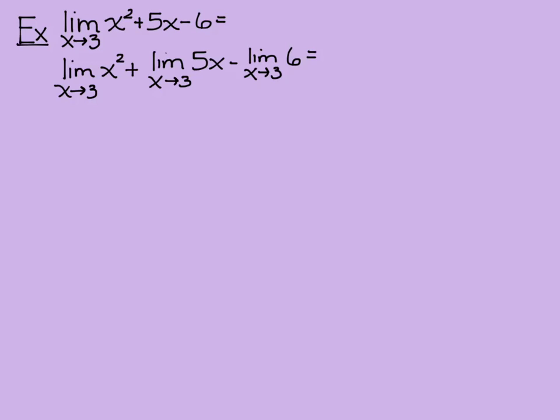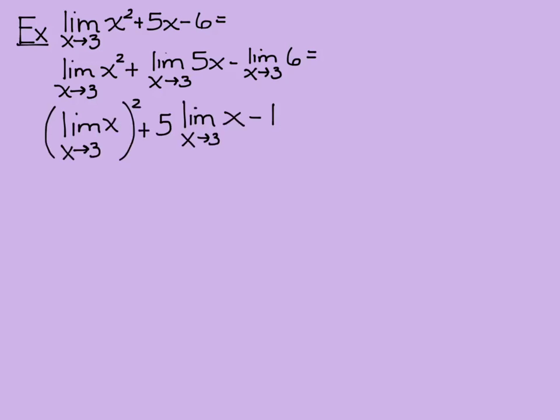Now I'm going to use the exponent law for the first term, the first limit. I'm going to use the constant multiple law for the second limit, and I'm going to leave the third one alone. So I end up with the limit as x goes to 3 of x, quantity squared, plus 5 times the limit as x goes to 3 of x, minus the limit as x goes to 3 of 6.